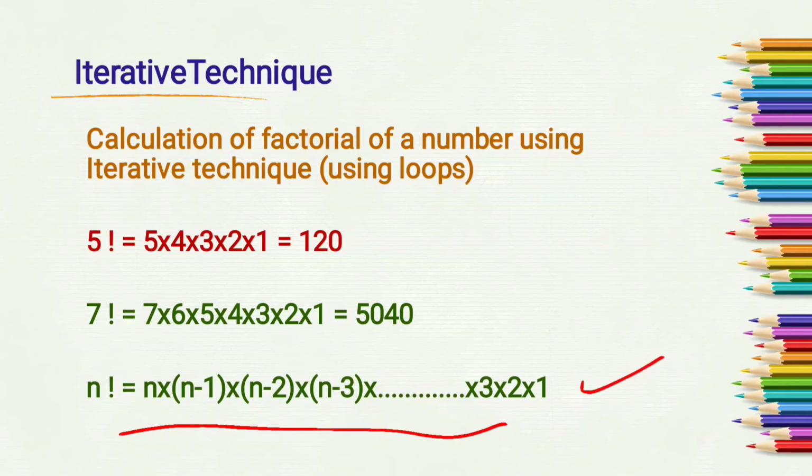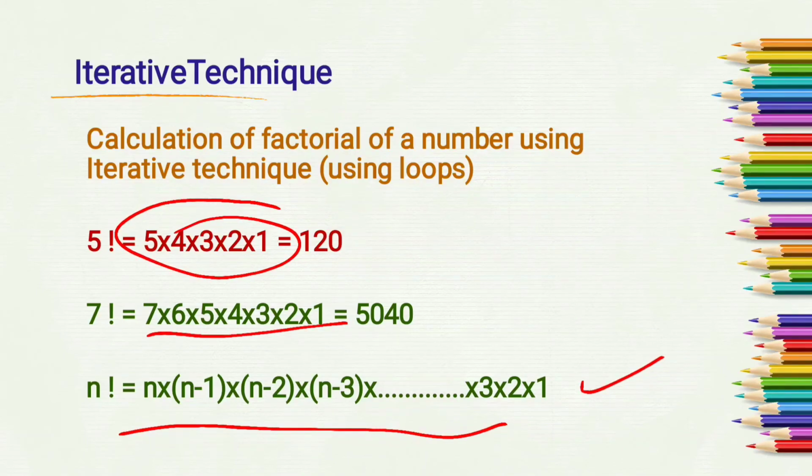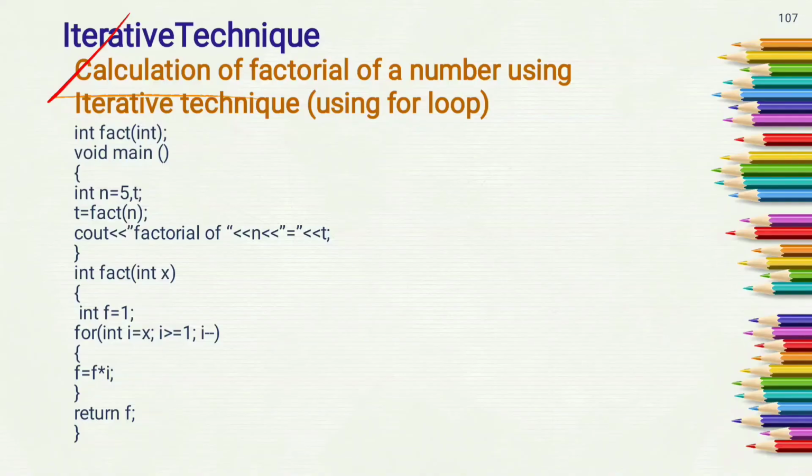As we know, loops are used to generate numbers. Here we want to generate numbers from 5 to 1, here from 7 to 1. So loops can be used to generate numbers, and then using the multiplication formula we can calculate the factorial of the given number. Using a program, I will explain how we calculate the factorial of a number using loops.